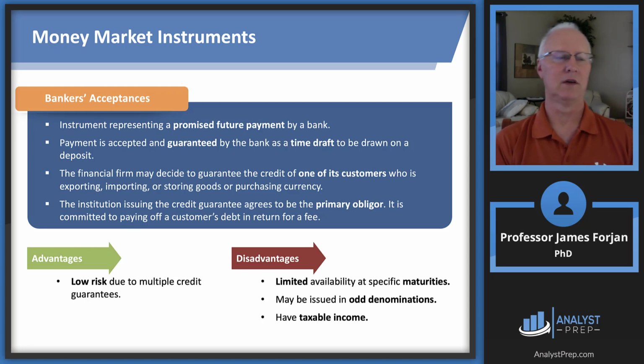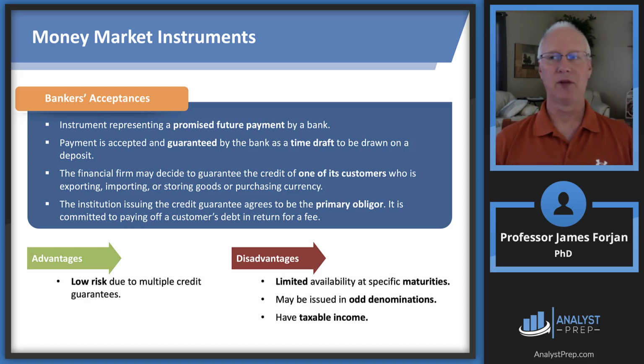And so this facilitates international trade. The exporter has a bank guarantee, and they might not want to wait 15 or 30 days, so they can sell it. And when they sell it, it becomes a banker's acceptance. There's a huge secondary market for banker's acceptance. So low risk, multiple credit guarantees. The banks all over the world do this. Limited availability at specific maturity. So remember that the banker's acceptance is the result of a particular trade.